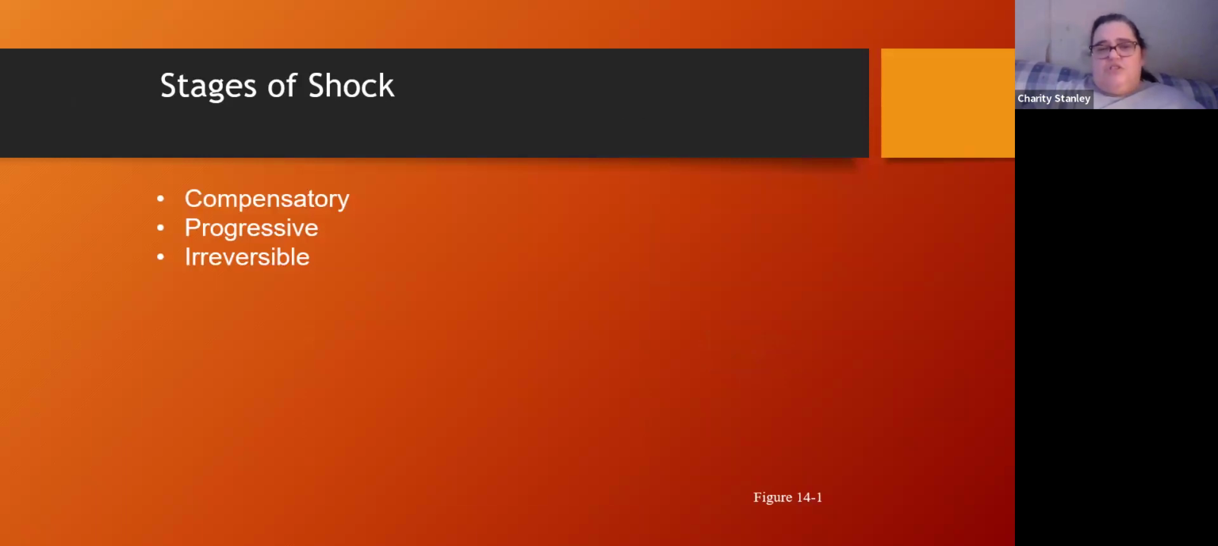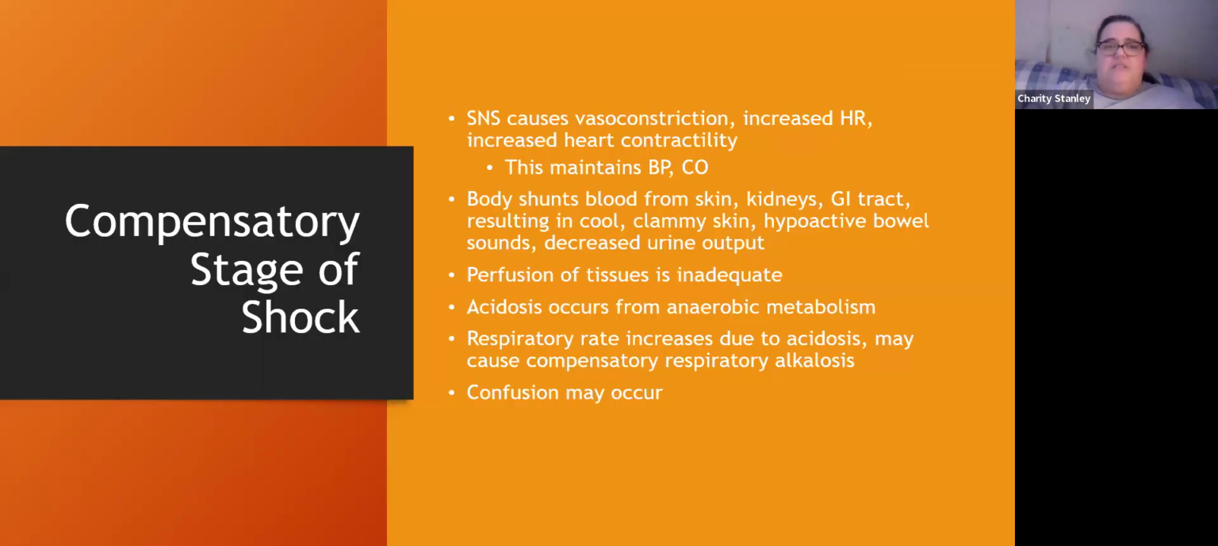So our stages of shock, we have that initial domino that happens. The body tries to fix it, tries to compensate for it, and then it progresses and it gets worse. And then eventually the patient's going to die. It's a matter of when it becomes irreversible.